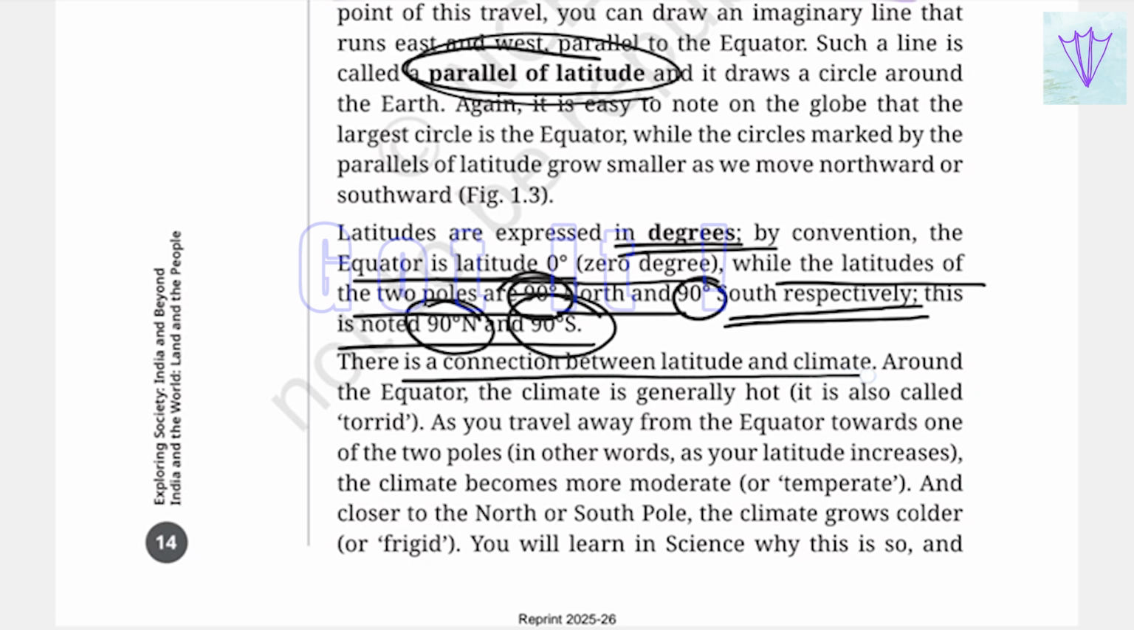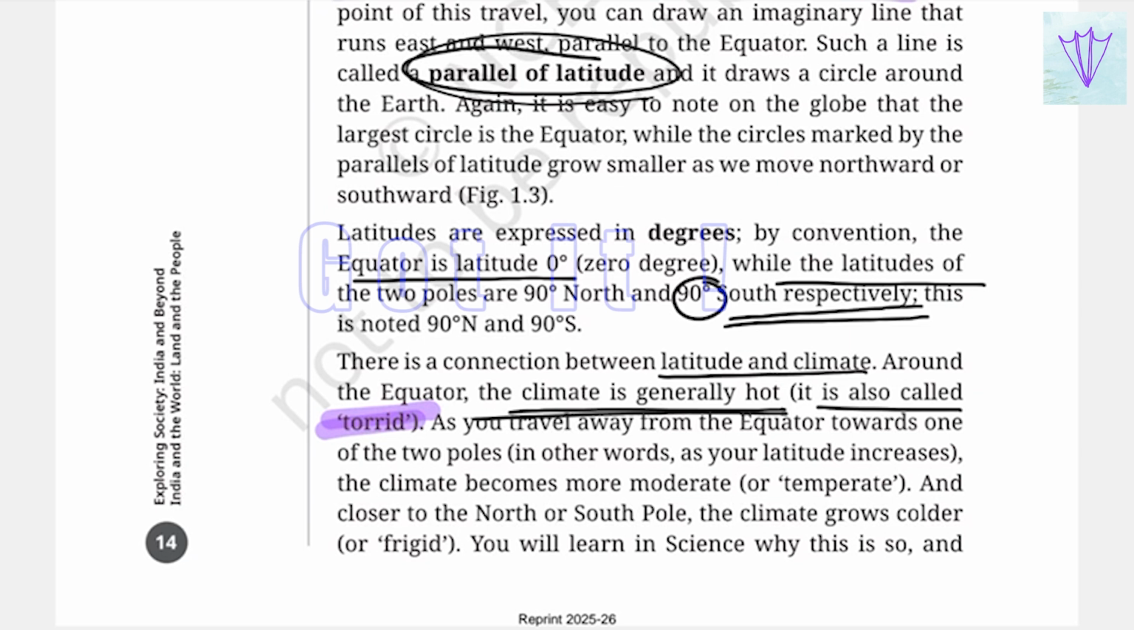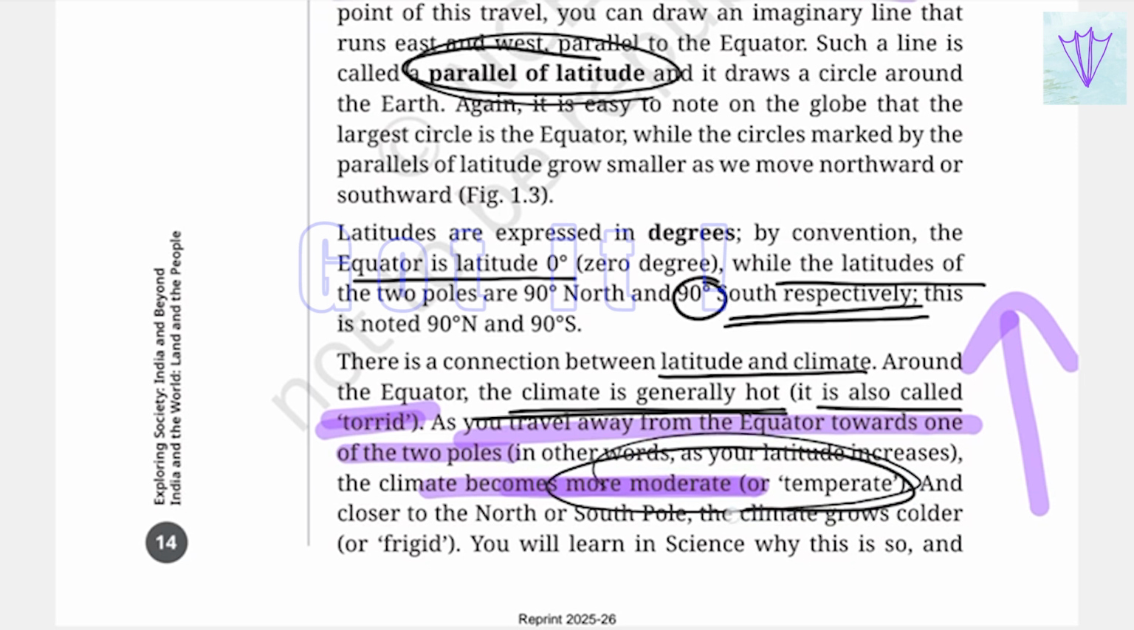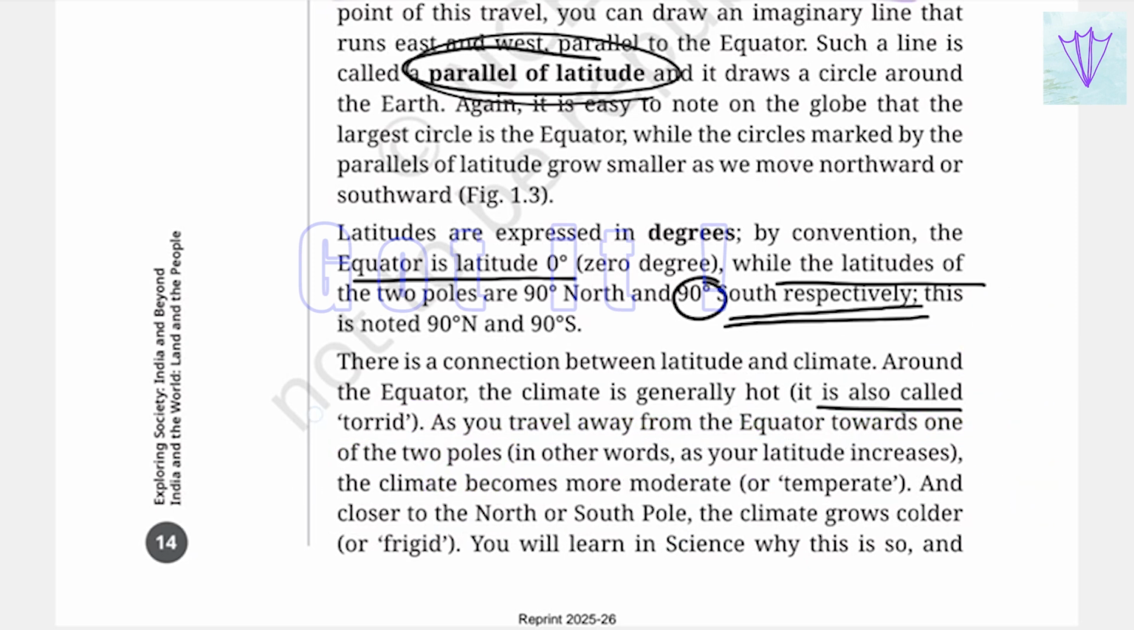So there is a connection between the latitude and climate. Around the equator, the climate is generally hot. And as we travel away from the equator towards one of the two poles, in other words, when our latitude increases, then the climate becomes more moderate, or milder, and when we are closer to the north or the south pole, the climate becomes cooler.